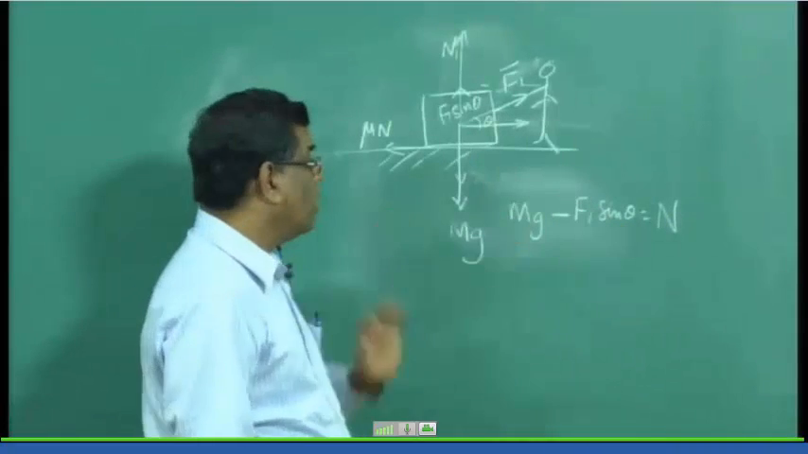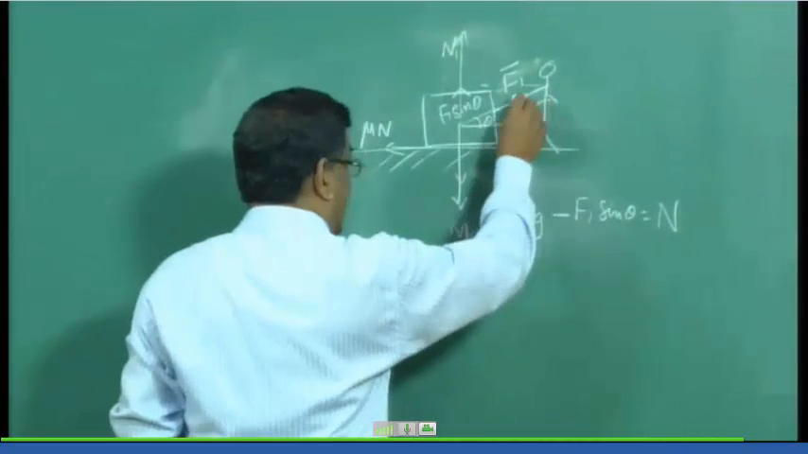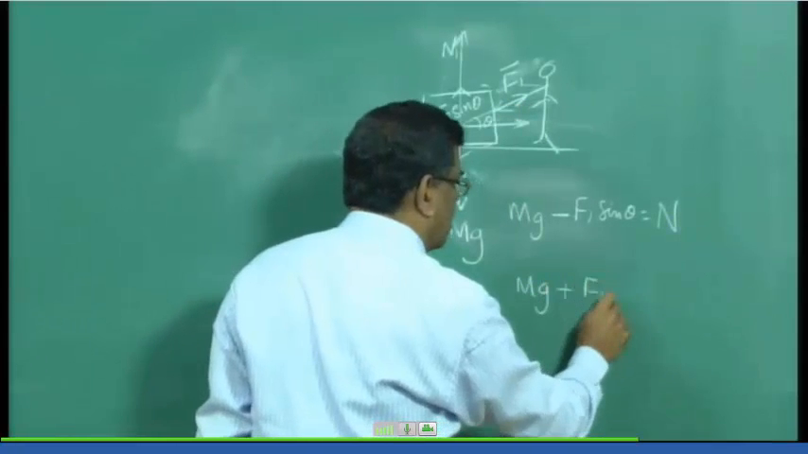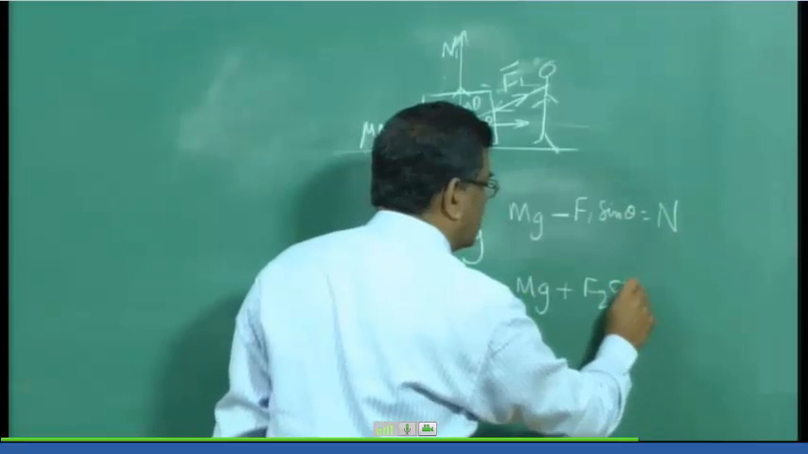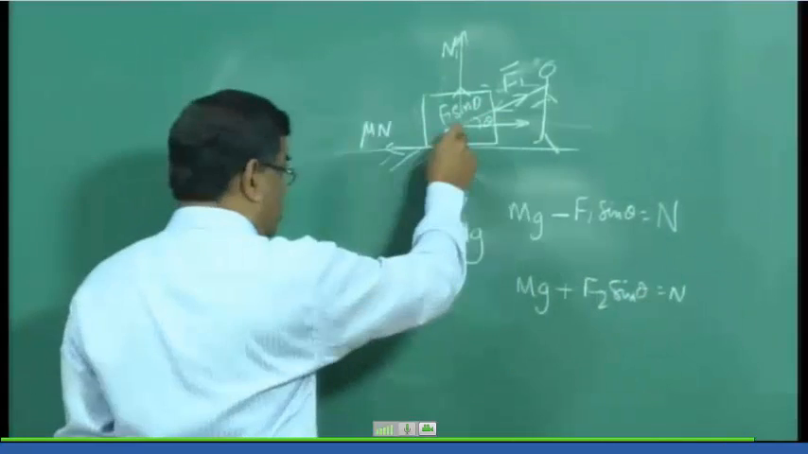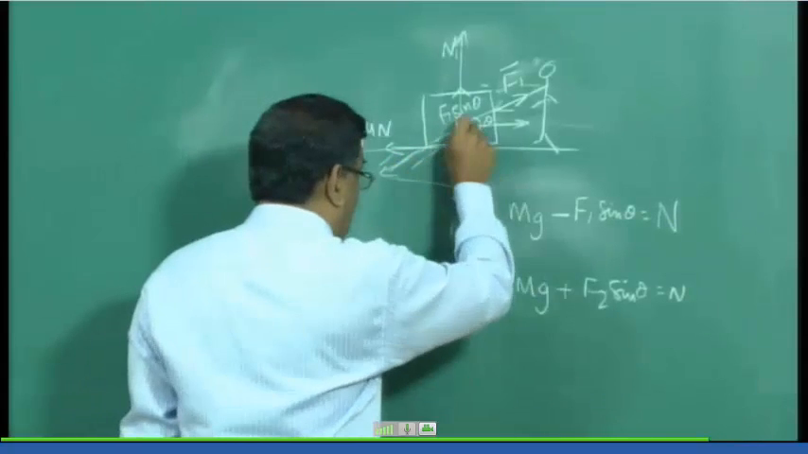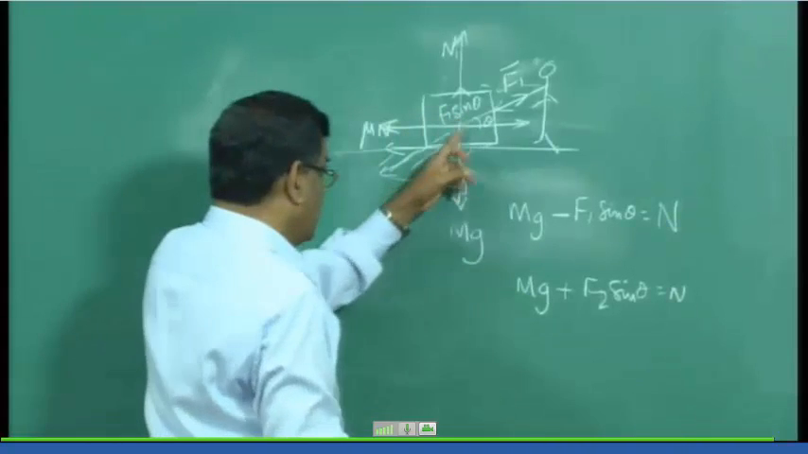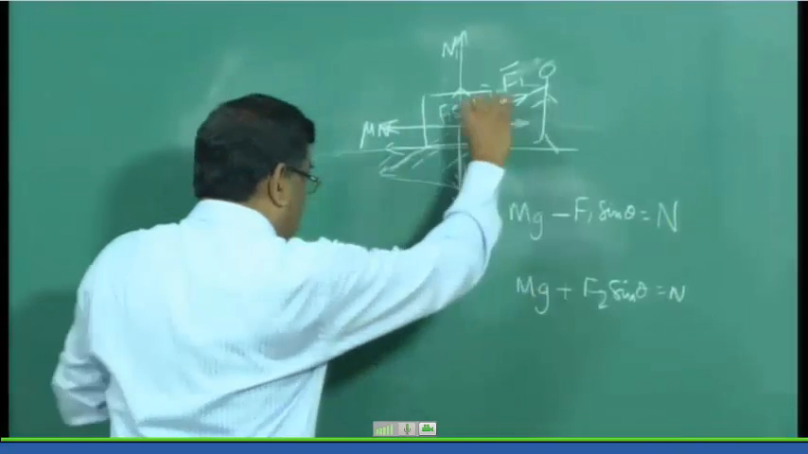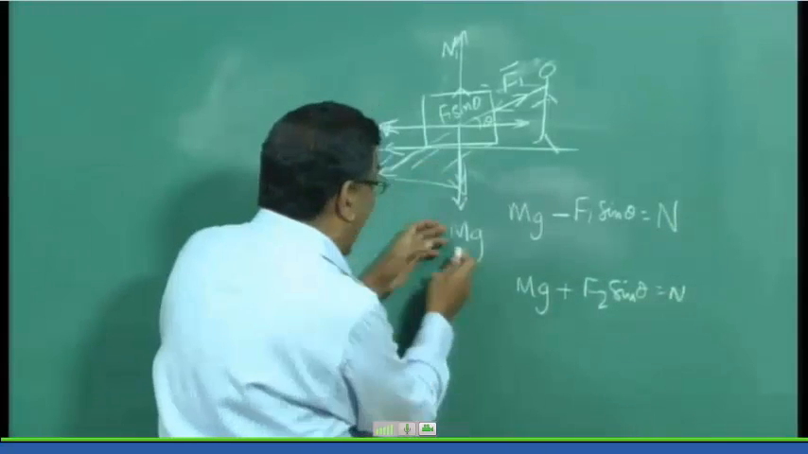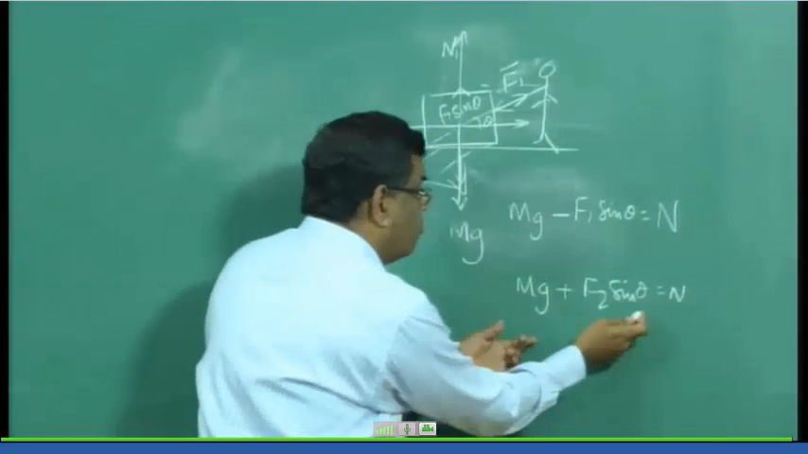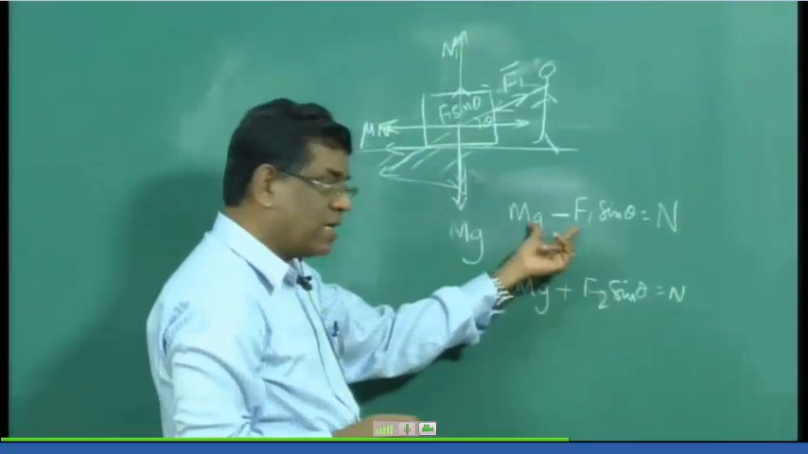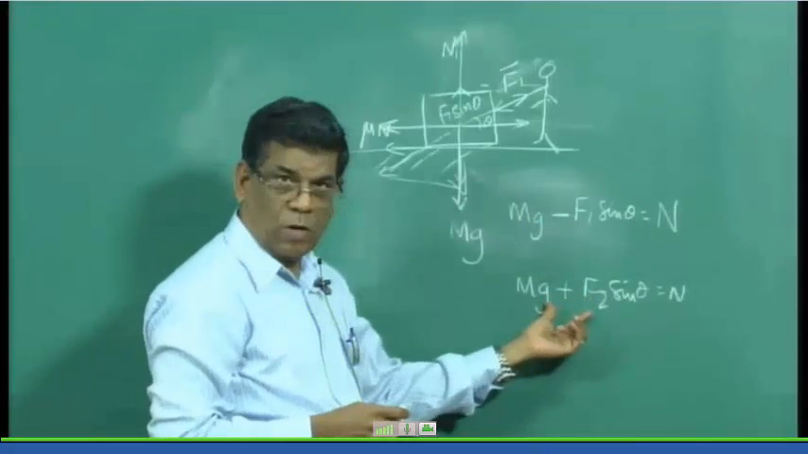Now if I push in the opposite direction, you would see it will be mg plus F2 sin theta, and that will be equal to N. Because if I push like this, I can resolve that in the two directions. This is responsible for moving the block. This is actually a component of this push in this direction. So mg adding along with this F2 sin theta should be equal to the reaction force. Therefore you find in one case it is minus, in the other case it is plus.